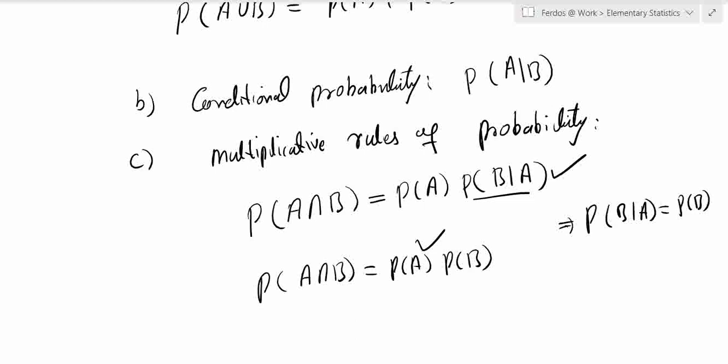So you can calculate the probability of both events by using this formula: the probability of event A and the probability of event B given A occurred. And if the events are independent, then the probability of events A and B is just equal to the product of the individual probabilities of A and B.